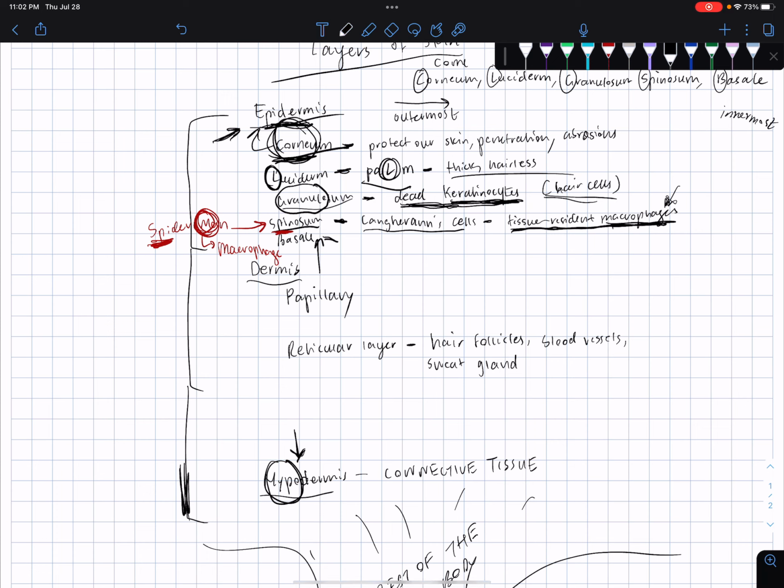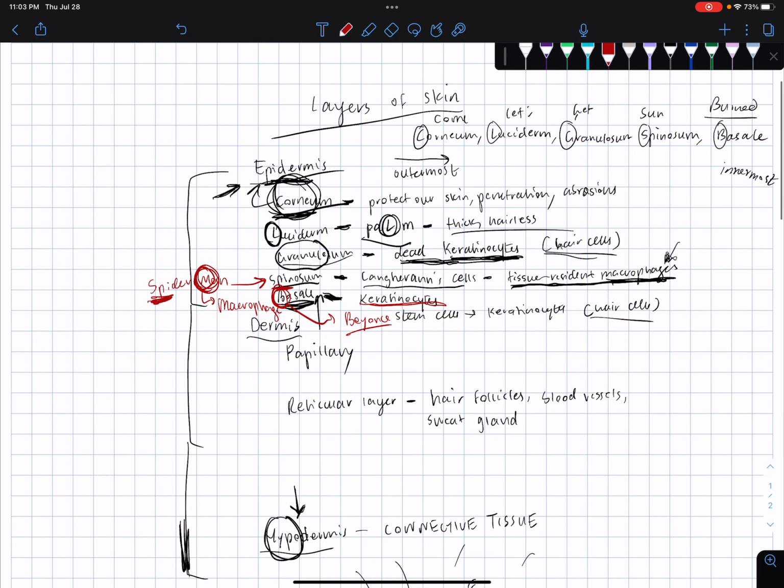And finally, it's squeezed in over here, but we have the stratum basale. And this is basically where we have keratinocytes. So this is where stem cells are converted into keratinocytes, which are hair cells. One way I like to remember it, this is very silly, but I like to think that the B in basale stands for Beyonce, and we all know Beyonce has great hair. So that's how I remember that the stratum basale has the keratinocytes in it.